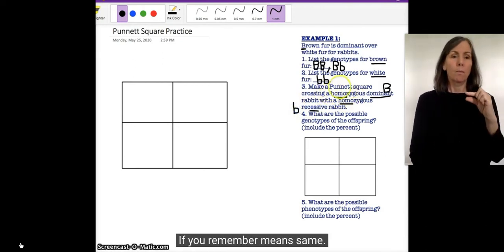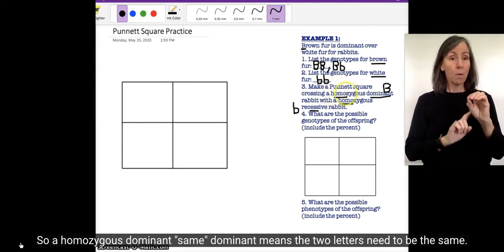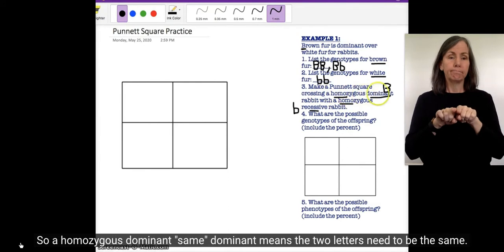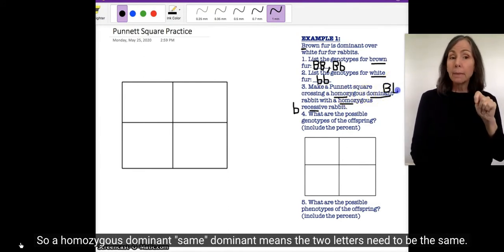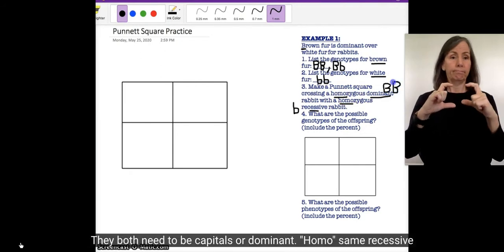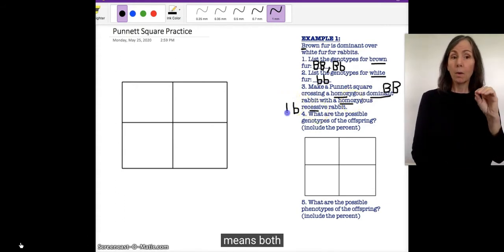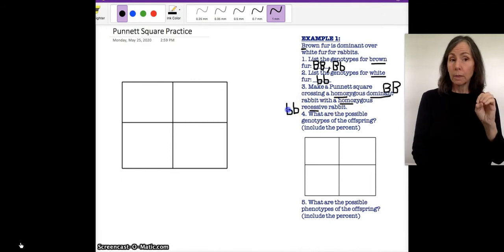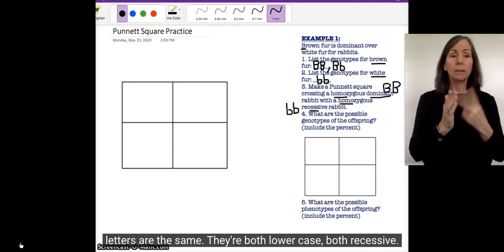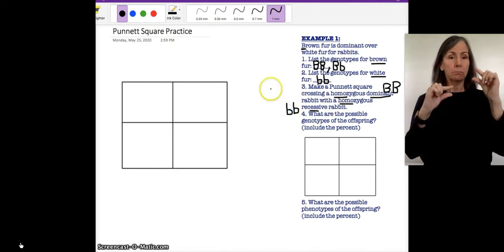Homo, if you remember, means same. So a homozygous dominant, same dominant, means the two letters need to be the same. They both need to be capitals or dominants. Homo, same, recessive means both letters are the same. They're both lowercase, both recessive.